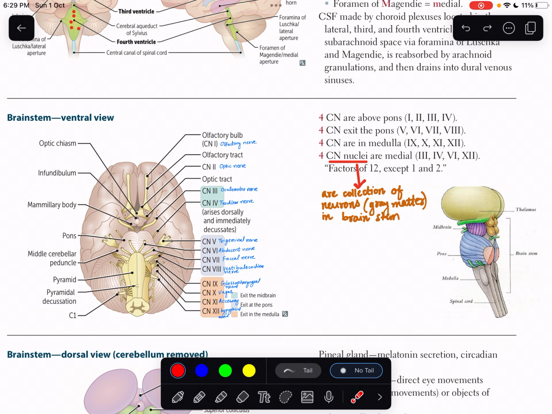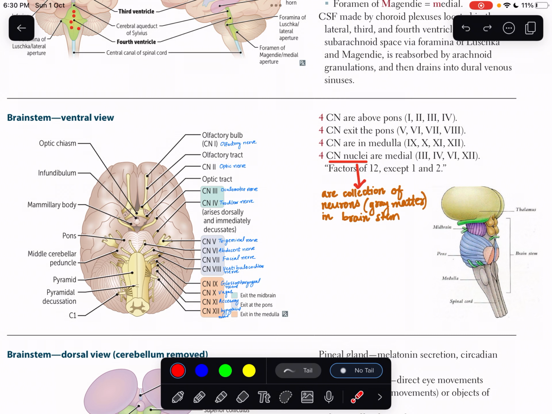Really simple. So now there is the rule of 4. The pons is going to be your main landmark. Some structures are above the pons, some structures below the pons. There are going to be 4 cranial nerves that are above the pons. So 1, 2, 3, and 4. The first 4 nerves are going to be above the pons. So above these structures are going to be the 1, 2, 3, 4 cranial nerves.